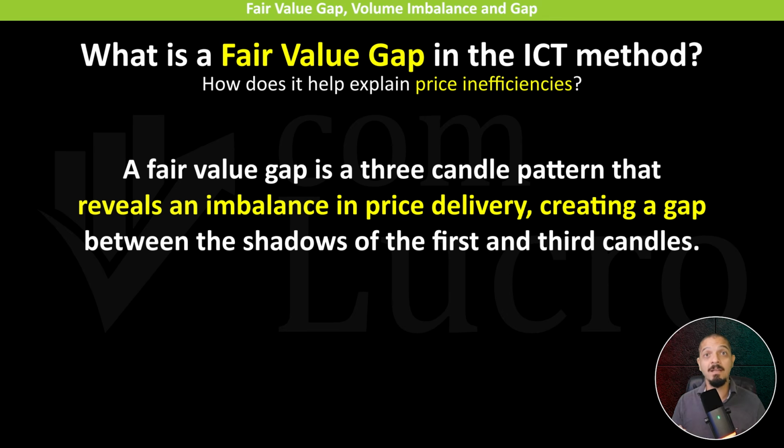What is a fair value gap in the ICT method, and how does it help explain price inefficiencies? A fair value gap is a three-candle pattern that reveals an imbalance in price delivery, creating a gap between the shadows of the first and third candles.